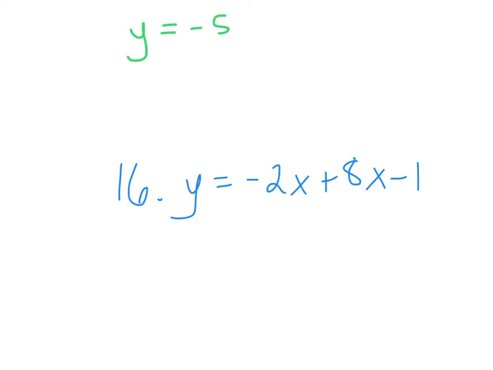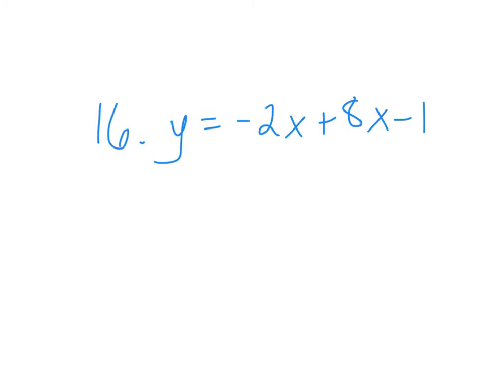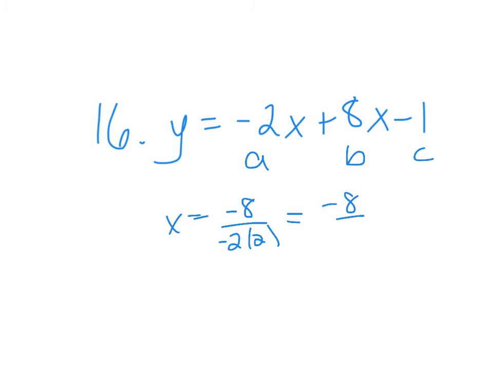How is this one a tiny bit different? It's the negative. Okay? We know it opens down. Your A is negative, B is positive, C. So I have x equals negative 8 over negative 2 times 2, right? Yes, so negative 8 divided by negative 4 gives me positive 2. And then what do I do with the 2? Plug it in to find the y.